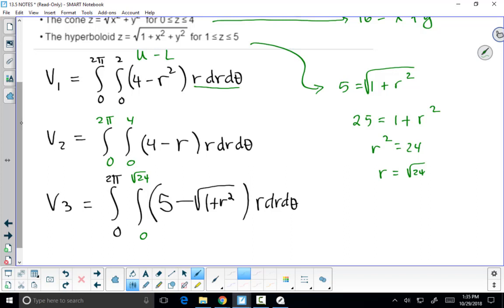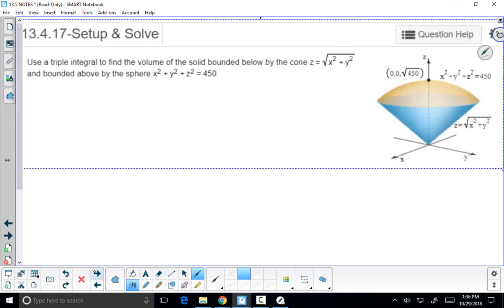So the hyperboloid doesn't sit on the xy plane like the cone or the paraboloid. It's sitting up at z equals 1, and that's taken into consideration right there. And then it goes up to the flat cap of z equals 5. So those will be the 3, and then integrate them all. The biggest number is the biggest volume. It's that simple.